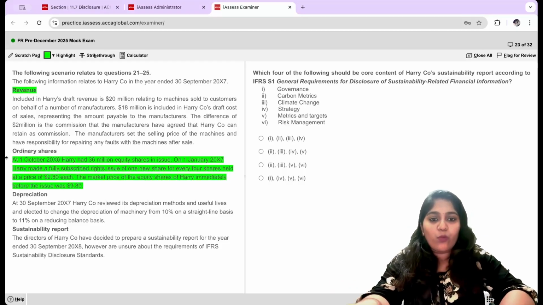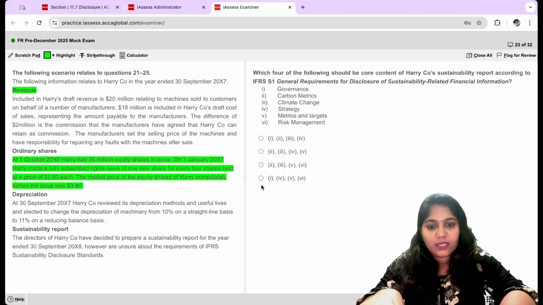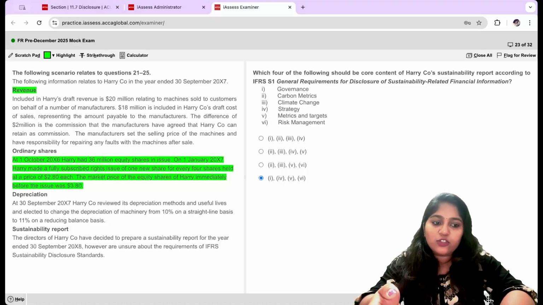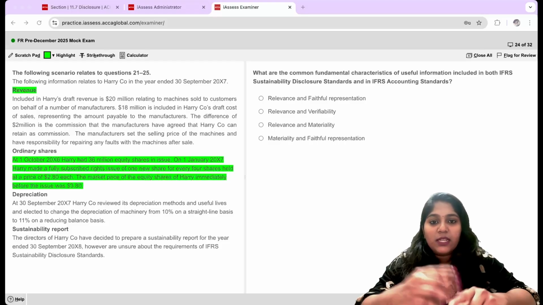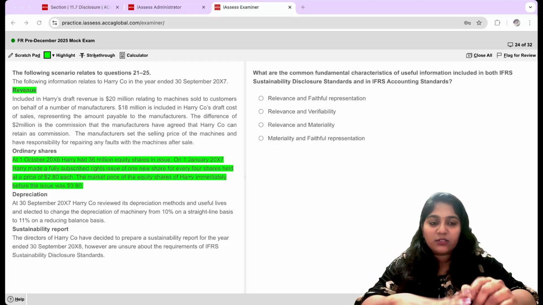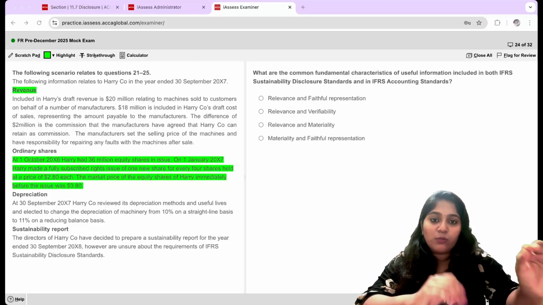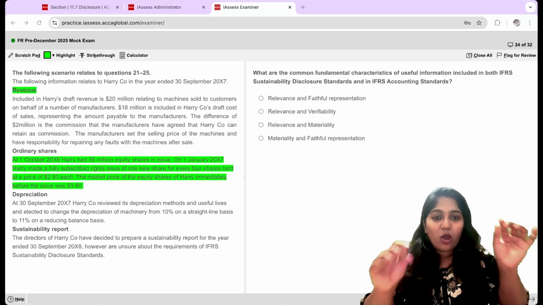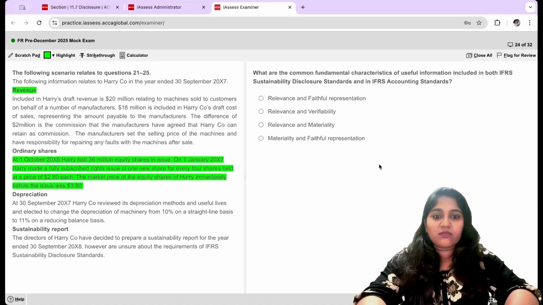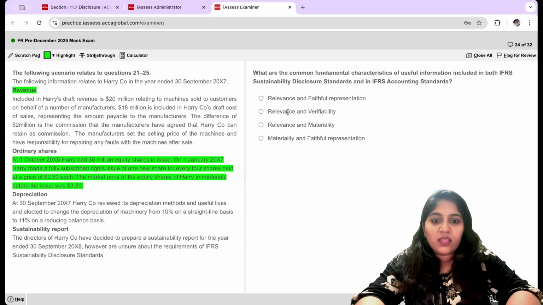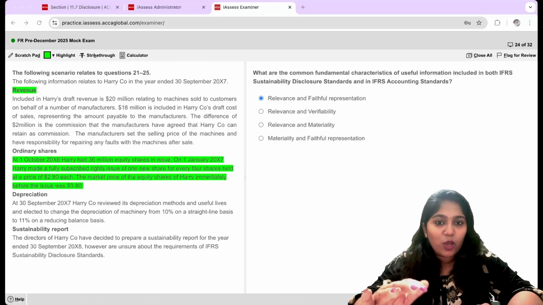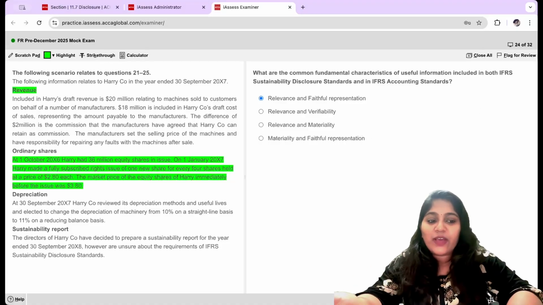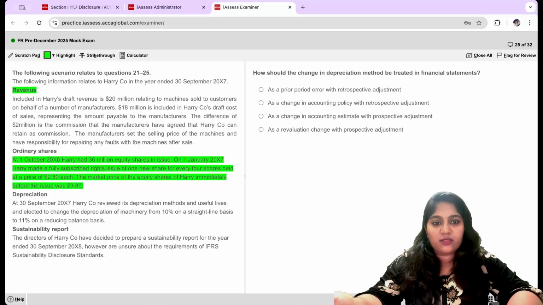So the answer has to be 1, 4, 5, 6. That means option 4. So this is very factual. There's nothing that you have to read about it. The next: what are the common fundamental characteristics of useful information included in both IFRS? Everything is common. In that, you see, relevance and faithful representation are the common ones, because both are qualitative characteristics. That is also factually there, and you can't change anything.